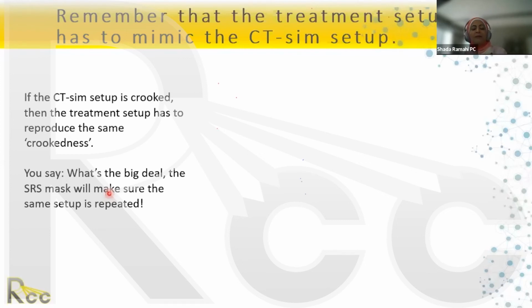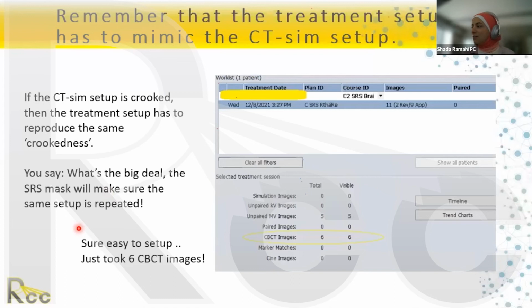What should have happened is that this CT scan should have been caught by the CT sim therapist, and then they re-scan the patient, but that didn't happen. The planner or physicist should have caught this and asked for a re-simulation, and that didn't happen. And now it reached the Linac table. So now we're trying to reproduce. You could say, what's the big deal? We just put the patient in the SRS mask and reproduce the same setup. For this particular patient, and you can see the date here, it took 6 CBCT images in order to reproduce the same crookedness.